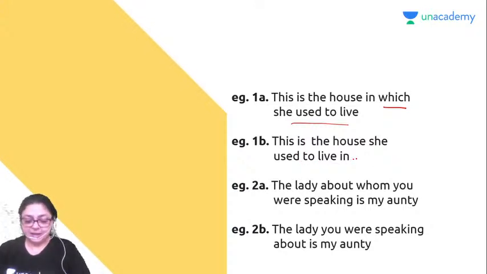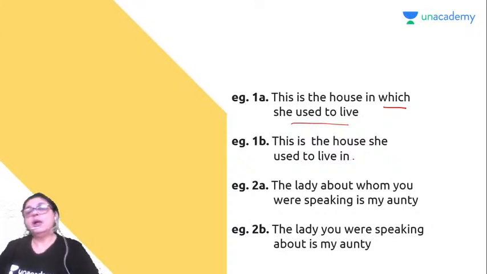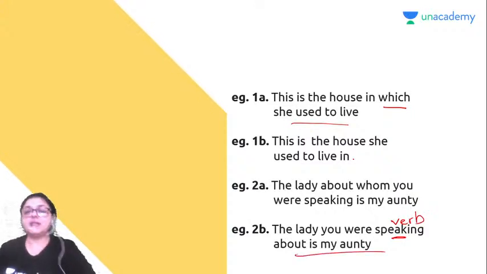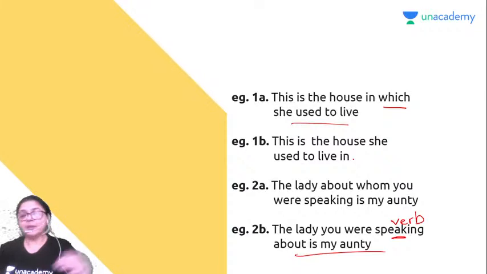I am changing my sentence, making "This is the house in which she used to live" into "This is the house she used to live in." Now, the second example: the lady about whom you were speaking is my auntie. Yes, the lady who you were speaking about. Speaking over here is my verb, and after that, "about" relates to it, and that becomes my clause.